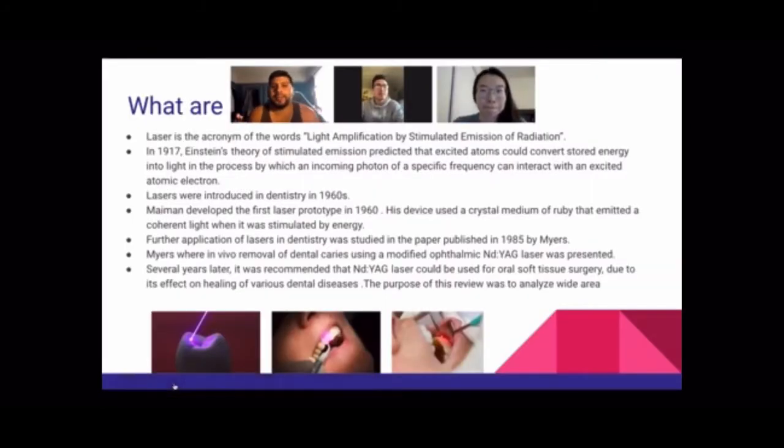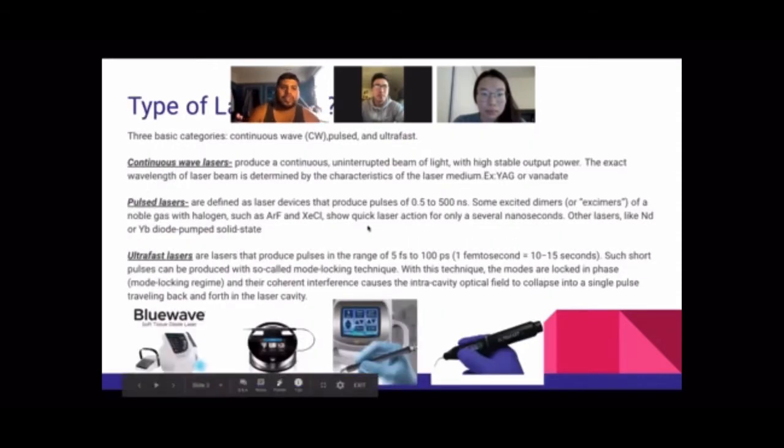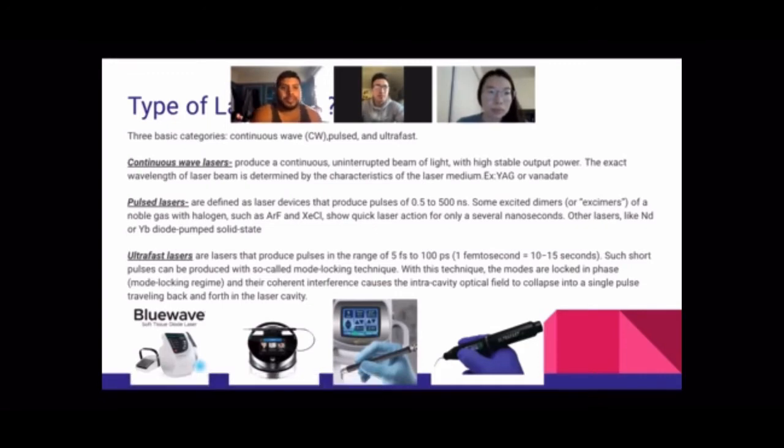Lasers are light amplification by stimulated emission of radiation. Lasers were introduced in the 1960s. They created an article of dentistry uses of lasers in 1985. There are three different types of lasers. There are continuous lasers, which produce a continuous beam of light. There are pulse lasers, which are defined as lasers that produce pulses of 0.5 to 500 nanoseconds, and ultra fast lasers, which are lasers that produce pulses in the range of 5 to 10.